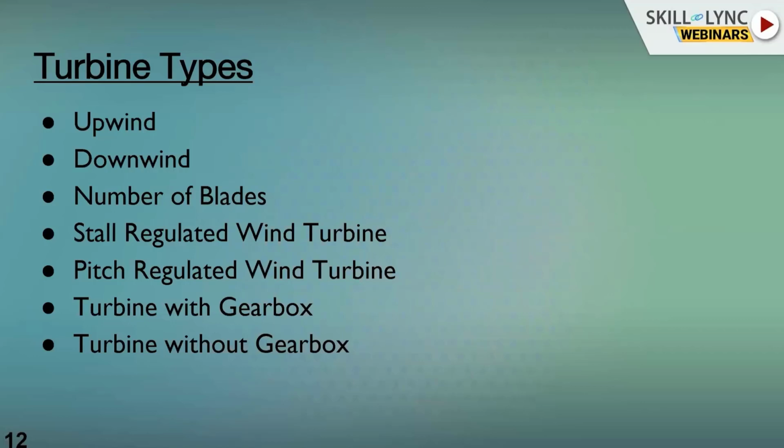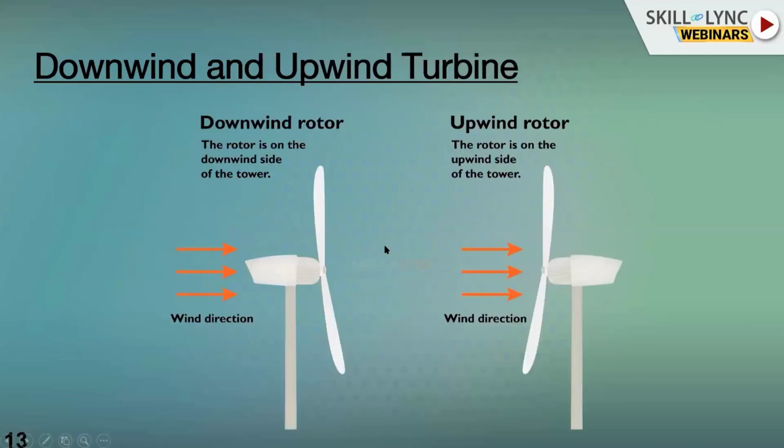Whether we require, there are various types of turbines available. Upwind turbine, downwind turbine. Turbine depends upon number of blades, stall regulated turbines, and also pitch regulated turbines, turbine with gearbox, and turbine without gearbox. These are all the various types of turbine available.